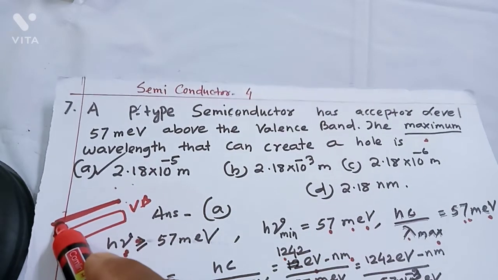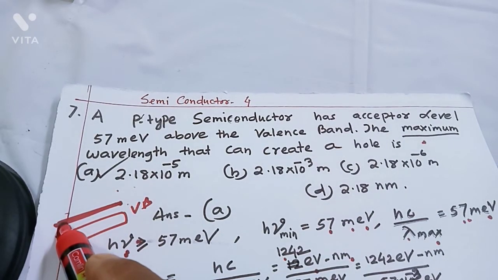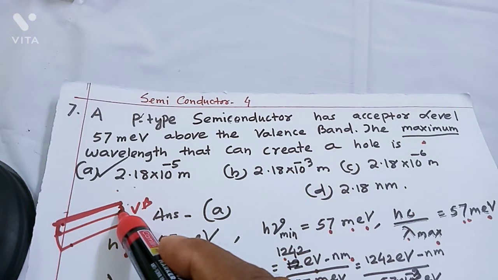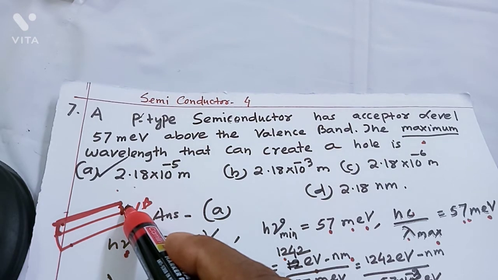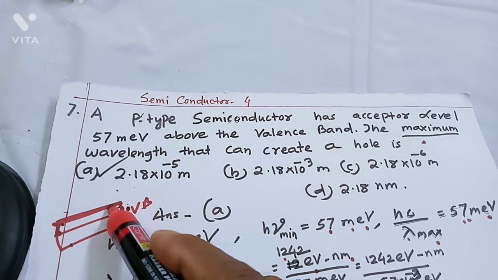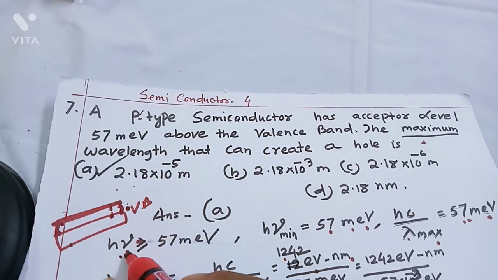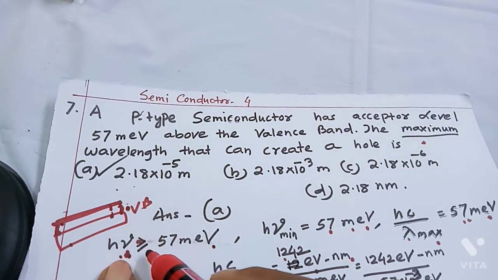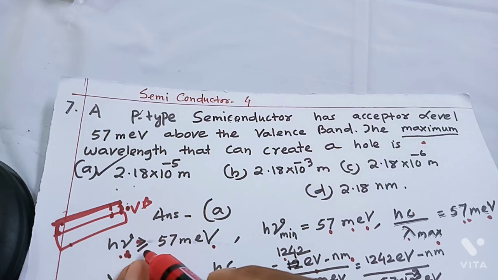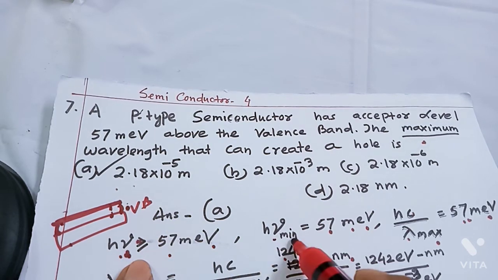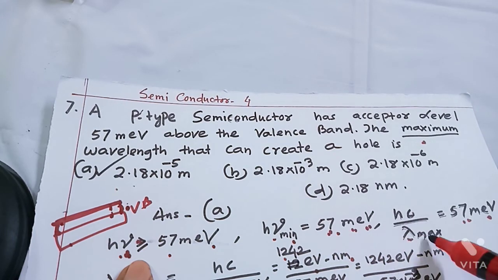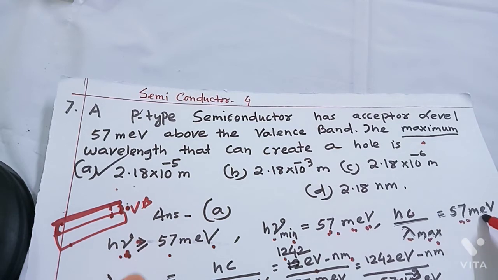Now this is the acceptor level and this is the valence band, and the energy difference is 57 milli electron volt. It is given the maximum wavelength that can create a hole. So maximum wavelength means minimum energy, that is h mu can be greater than or equal to 57 milli electron volt. Since we have to consider the minimum energy, h mu minimum is 57 milli electron volt, or hc by lambda maximum equals 57 milli electron volt.